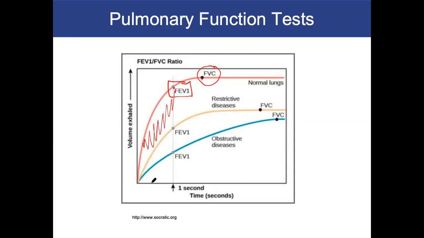Let's look at obstructive diseases. So this is the blue line or the green line. You take a deep breath in, you force it all out. Okay, this is how much you forced out in 1 second. This is how much you got maximally. Do you think you're forcing 80% out in 1 second? You're actually not, and you could do the calculations. So you can't get out 80% of maximum in 1 second.